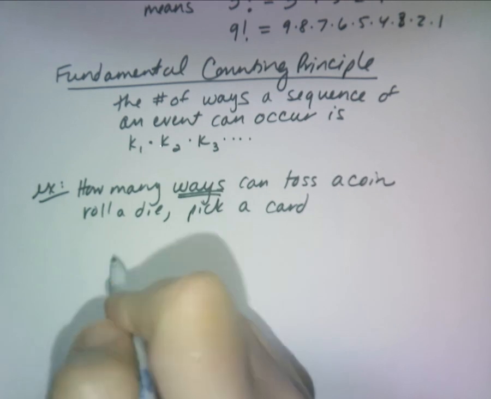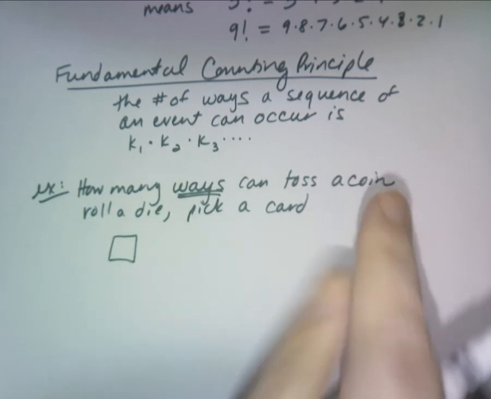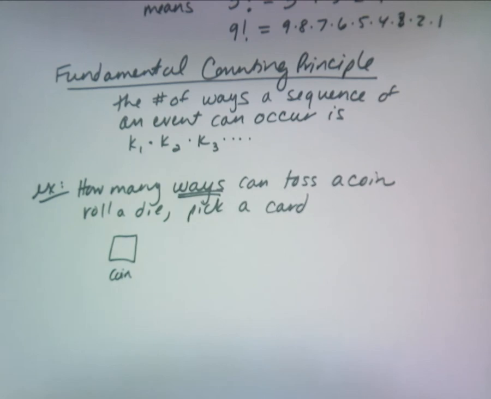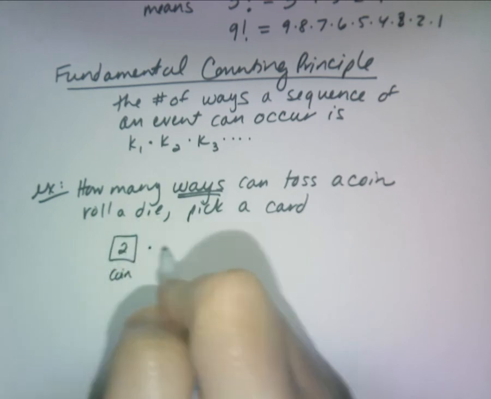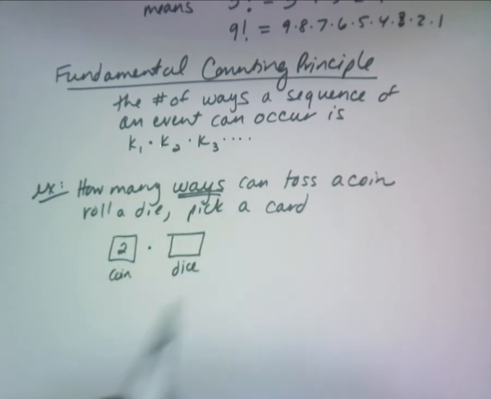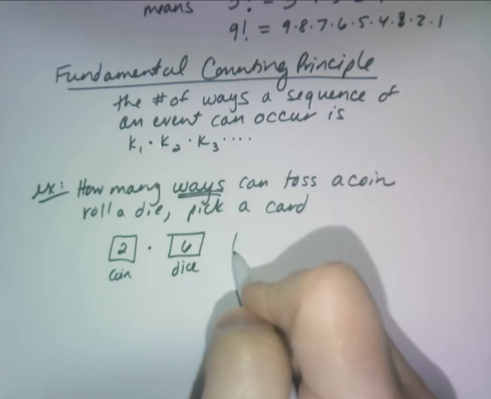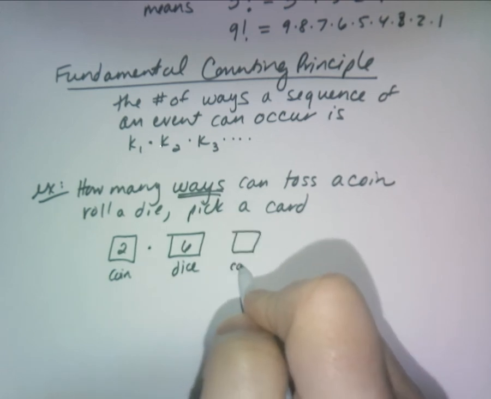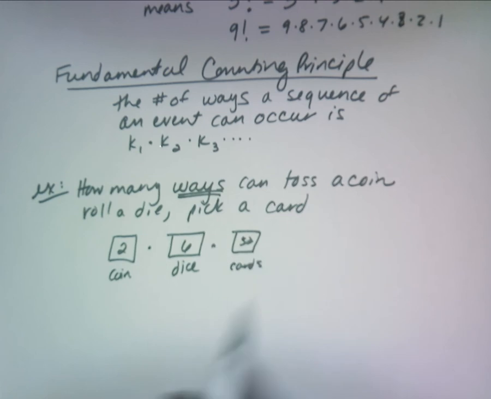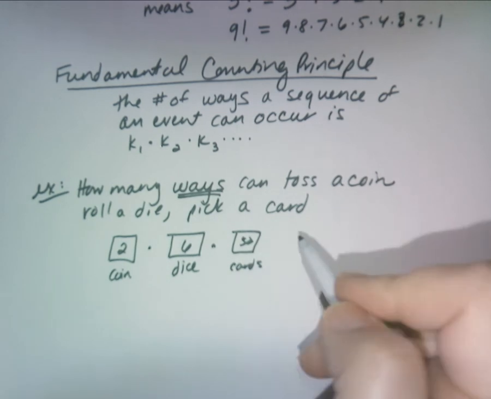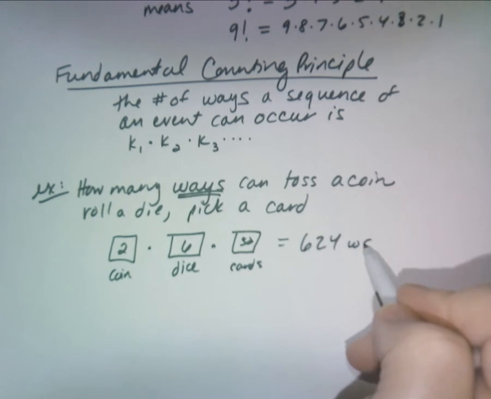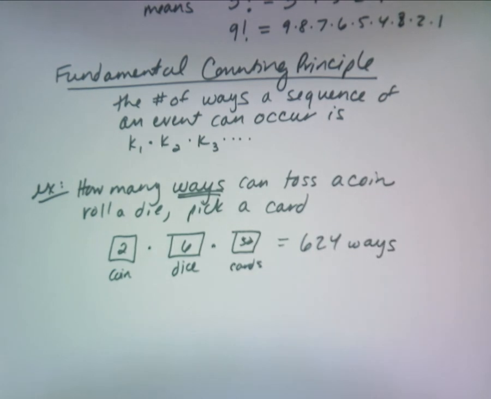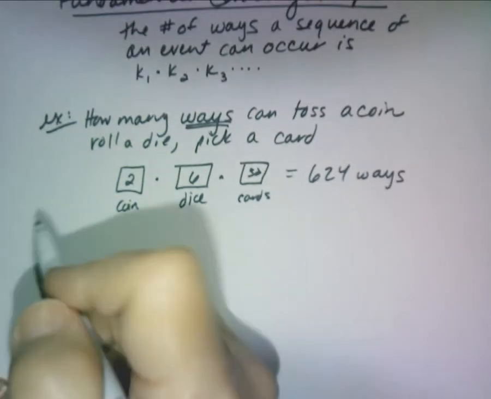So how many outcomes are there on a coin? How many choices do you have? 2. How many outcomes are there on a dice? 6. And how many outcomes are there in a deck of cards? 52. So how many different ways are there altogether? You just multiply those together and you get 624 ways of tossing a coin, rolling a dice, and picking from a deck of cards. This becomes important when we talk about passcodes or passwords.